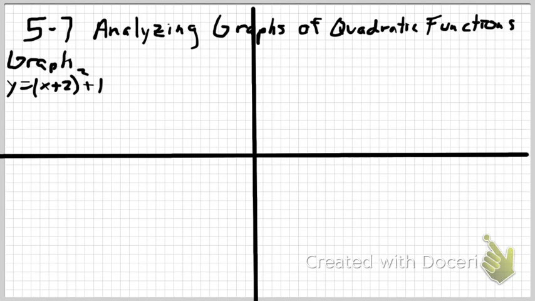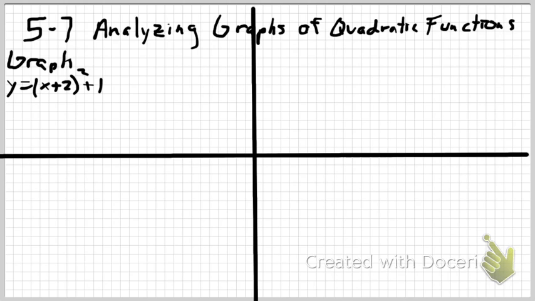So the question is, we want to graph y equals (x plus 2) squared plus 1. To refresh your memory, to graph something, what we do is we find the vertex. This is from 5.1. Find the vertex, and then we do the 1, 3, 5, 7.